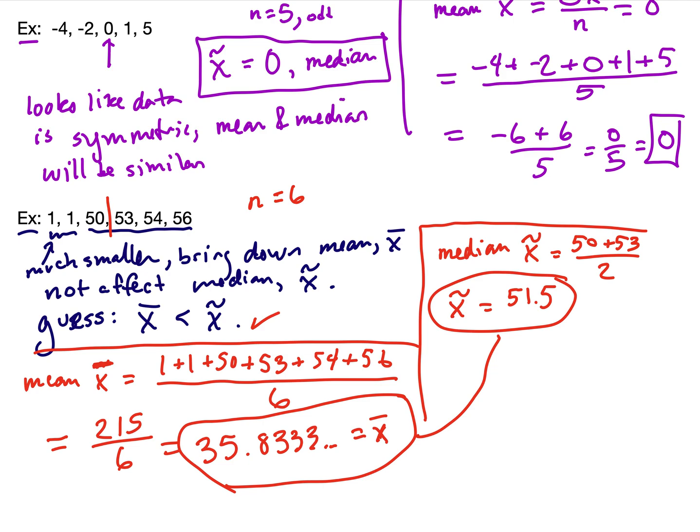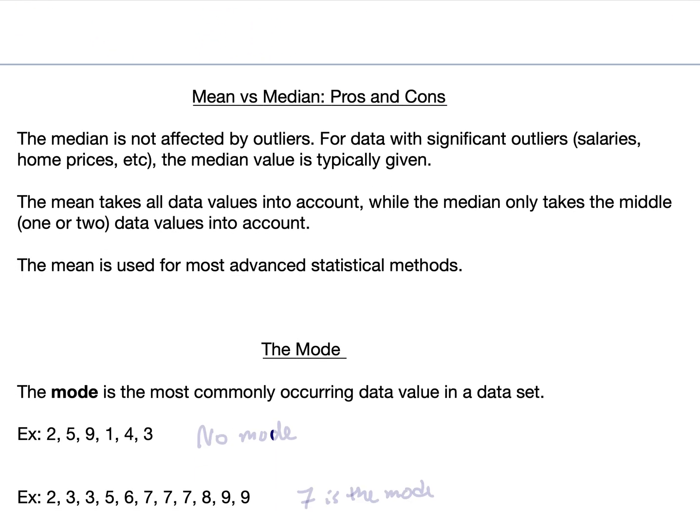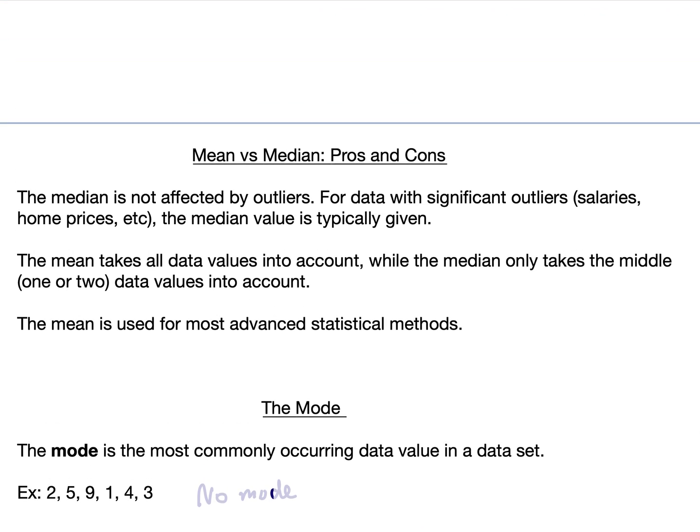So our guess was correct that the mean is much smaller than the median, because those two small values, those two ones, are bringing down the mean but not affecting the median. Let's talk about why you might choose to use the mean or the median as a measure of center. These are both very common values to represent the center of a set of data. A pro about the median is that it is not affected by outliers, as we saw above.